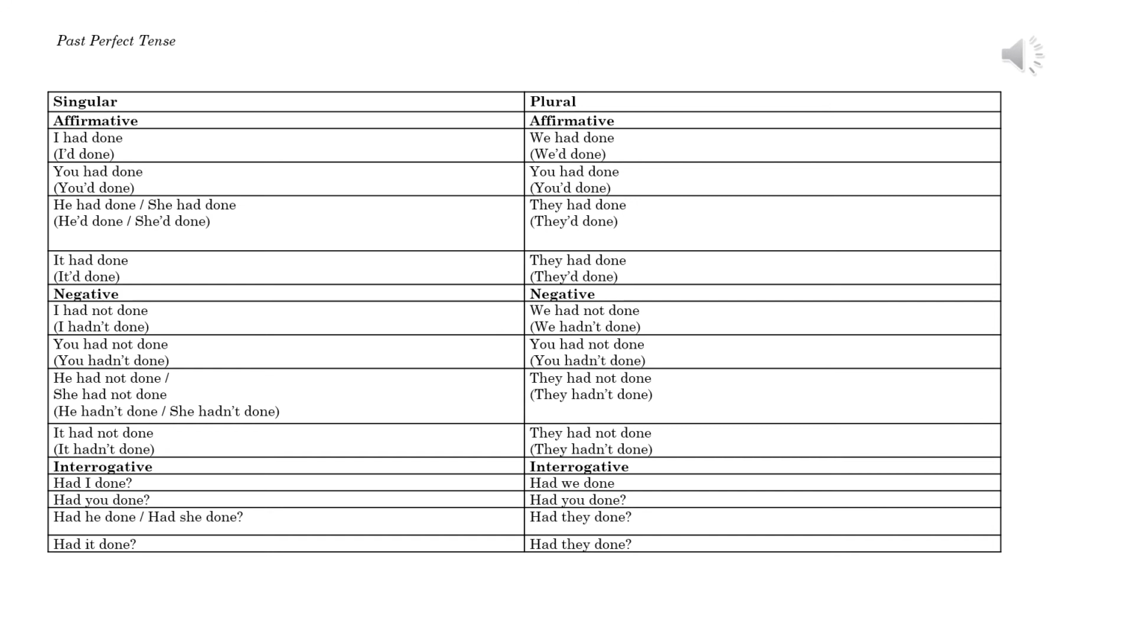Past perfect tense. Affirmative. I had done. I'd done. You had done. You'd done. He had done. She had done. He'd done. She'd done. It had done. We had done.